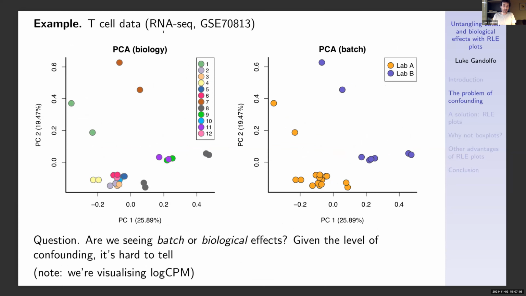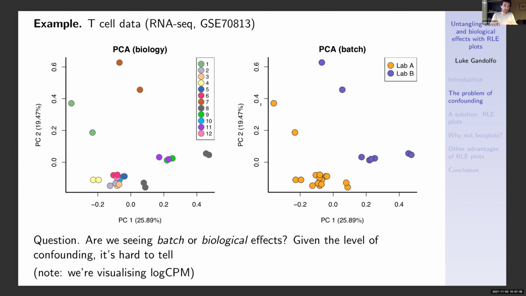It's RNA-seq data on T cells. And when we do a PCA plot of the data, one colored by biology and one colored by batch, in this case, 2 different processing labs, again, we see a high level of confounding. These 2 brown samples, these 2 purple samples, these 2 bright green samples, and these 2 gray samples, they are all sitting in the purple batch over here. And all the other samples are in the orange batch.